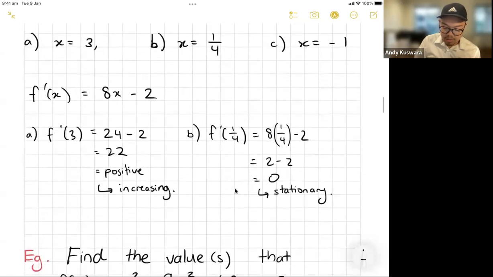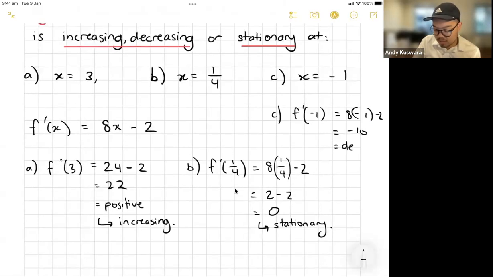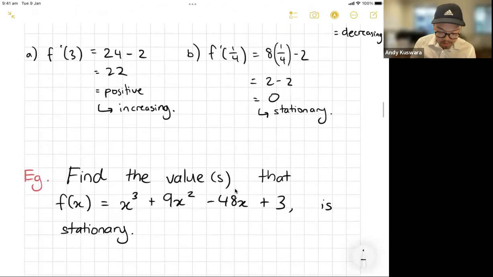Okay, and the last one didn't leave quite enough room. I'll do it up here. I'll say f dash of -1 means that I have 8 times -1 minus 2. That calculates to give me -10. And because it's a negative number, we say it's decreasing because we're talking about the first derivative. Okay, hopefully that makes sense.